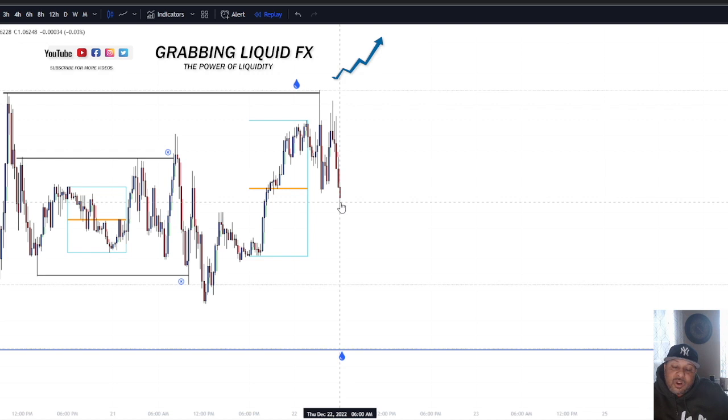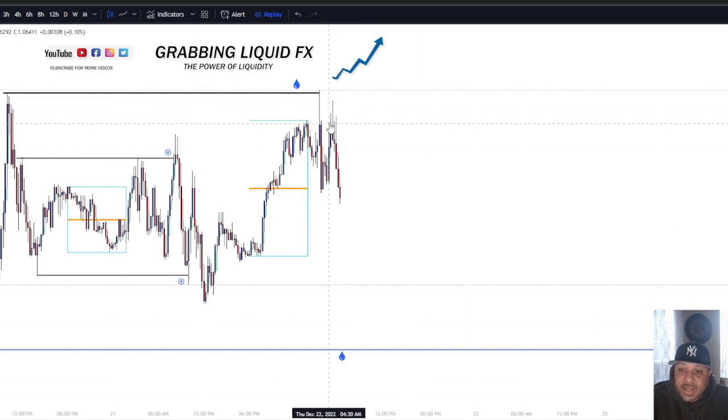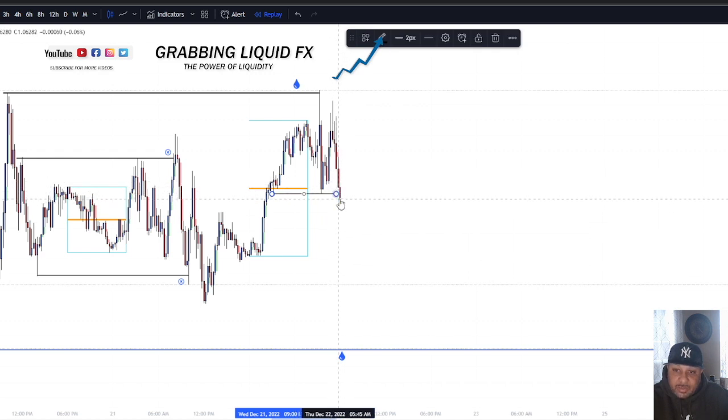6 a.m., my alarm goes off. My alarm is on my phone. I grab my phone. I shut down the alarm because I'm trying not to wake my wife up again, right? And so I immediately look at my phone and I see what price is doing. And so we have this small double bottom right here.